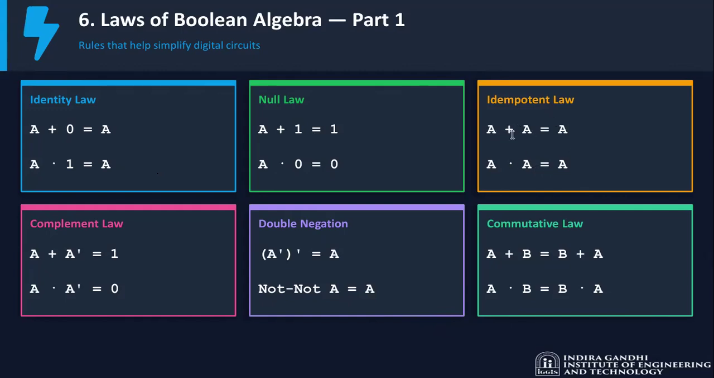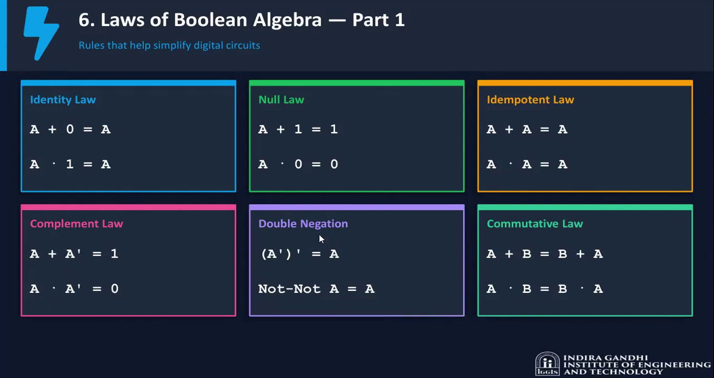Here we are performing an OR operation, and similarly here we are performing an AND operation. Then we move to the complement law. A + A bar equals 1 as well as A · A bar equals 0. If we take the value of A as 1, surely A complement will be 0. So 1 + 0 equals 1. Similarly, if A is 1 and its complement is 0, then 1 · 0 always equals 0.